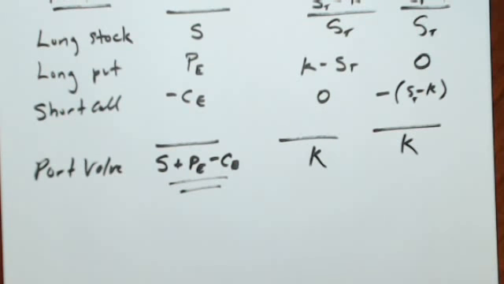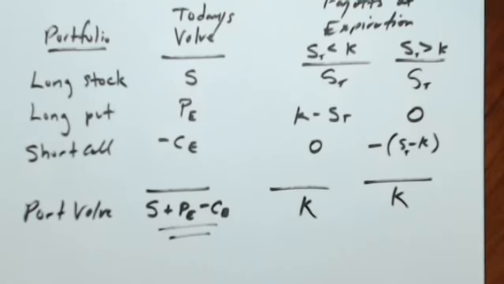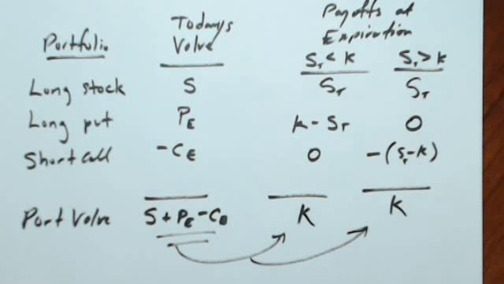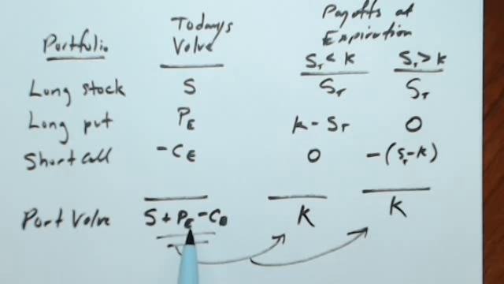And so what do you have there? Now, how do you interpret this? Well, the way you interpret this is no matter what happens, this portfolio is going to be worth K at expiration, which means this portfolio is risk-free. This portfolio of owning a stock, owning a put, and shorting a call is risk-free, because no matter what happens, this portfolio will end up worth K.